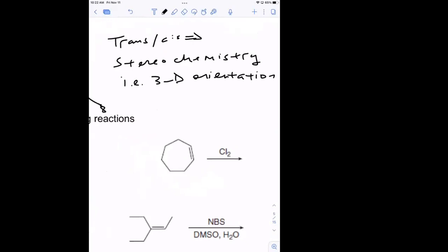Right, or the 3D orientation of a molecule. That's what we mean when we say stereochemistry. It's the 3D orientation, how it's oriented in space.